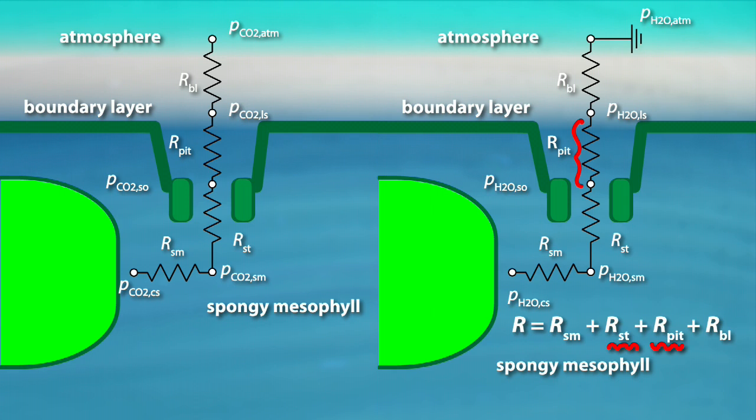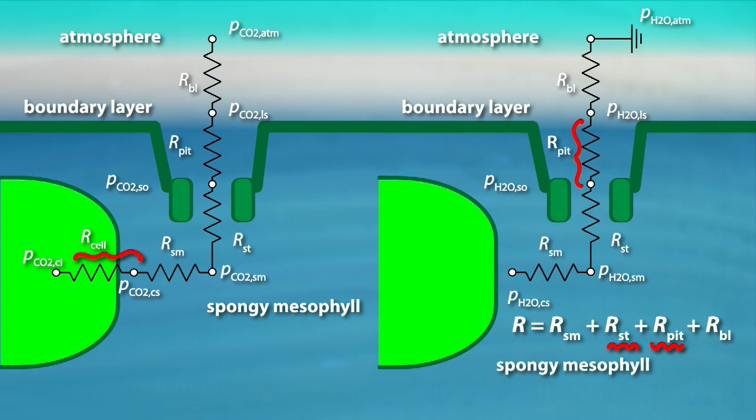So far, this is looking a lot like the resistance network for water vapor loss, but there is an additional carbon dioxide flux from the cell surface into the cell itself, where photosynthesis takes place. In the cell interior, partial pressure of carbon dioxide, P sub CO2 CI, is low, reflecting the cells drawing carbon dioxide into photosynthesis. There will also be a resistance to the flux of carbon dioxide across the cell membrane, R sub cell.